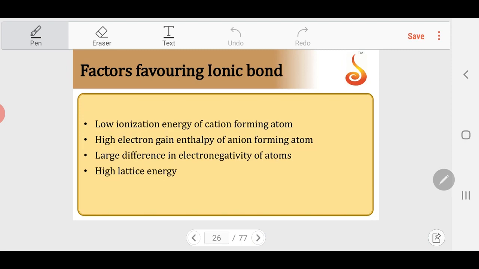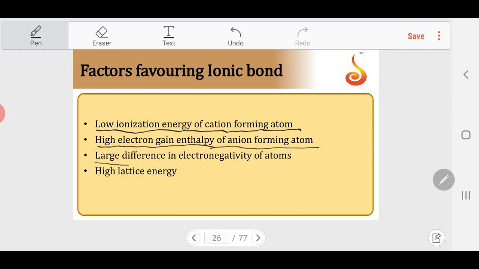What are the factors which favor ionic bond formation? First, the cation formation should be easier, the anion formation should be easier, and the attractive forces should be holding them together. So, low ionization energy of the cation forming atom: if ionization energy is less, it can easily convert into a cation. Then high electron gain enthalpy or electron affinity of the anion forming atom, because the more the electron gain enthalpy in terms of negative value, that means it can absorb one electron more easily to convert into a stable anion.